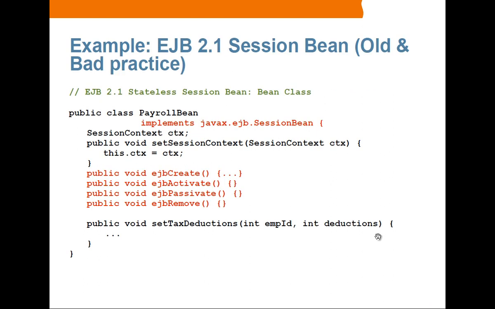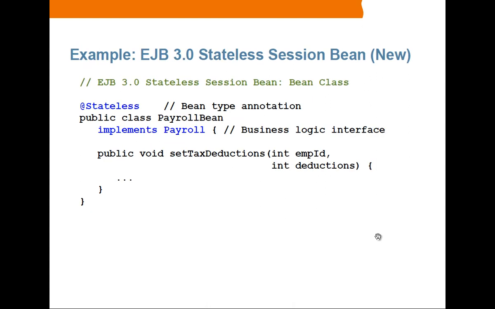So this is EJB 2.1 session bean. So this is old and this is strongly discouraged. Of course, EJB 2.x is considered a dog. It's very inconvenient to write EJB 2.x code. So in EJB 3.0, all you have to do is again use the annotation @Stateless. And that bean can implement an interface. And these are all POJO style. There is really no EJB container specific requirement that needs to be followed. They only ask that you just use the annotation.